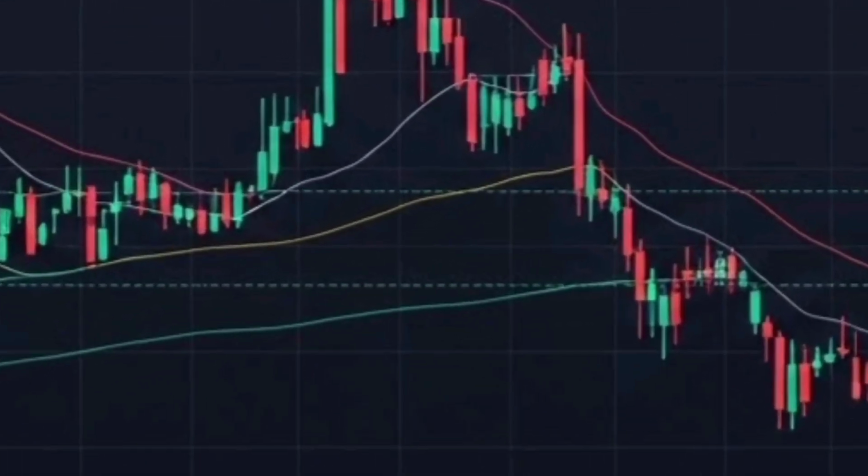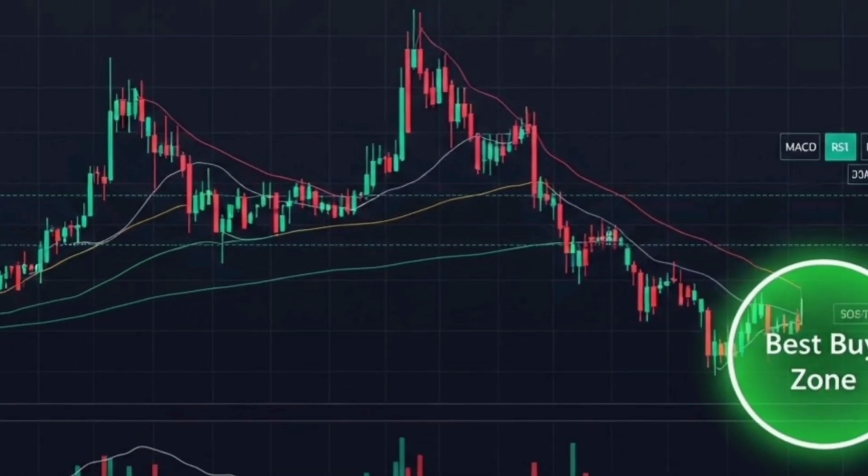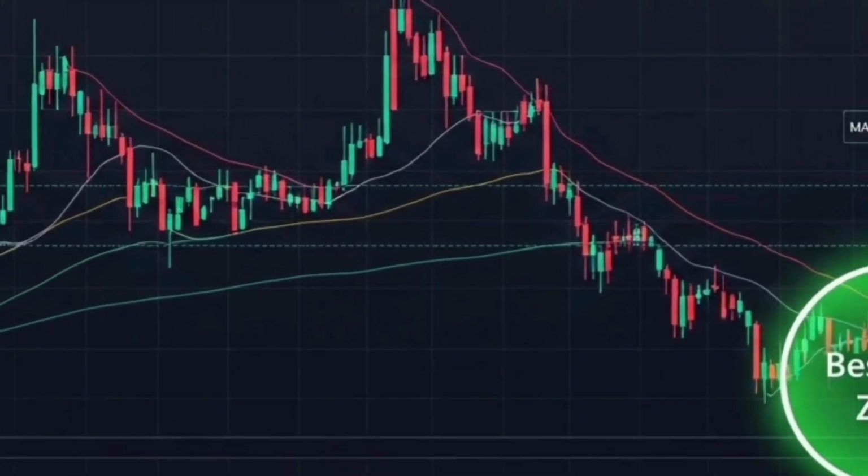If you think about this as a beginner, your main job is not to be right all the time. Your job is to protect capital and let profits run. Discounts help with capital protection because they lower your entry price. Selling into strength helps profits run because you exit when demand is high.